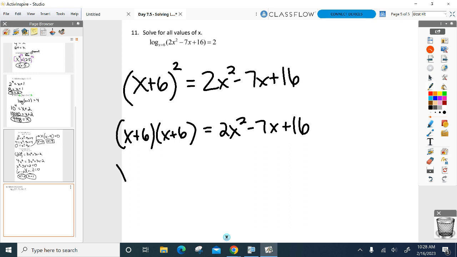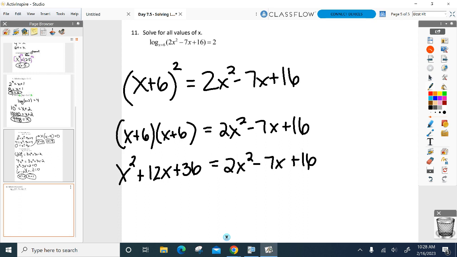Take a look, x squared. You should have gotten 12x in the middle, 36 on the outside. So that's what I get when I double distribute that. And then you're going to move over. Which side should I move over here? Left side, yep. Make sure you get a positive x squared.